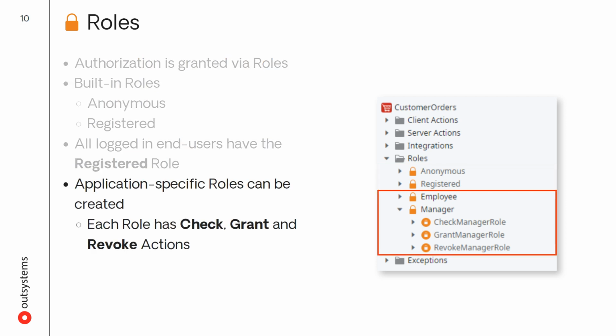Apart from these two roles, you can create as many application-specific roles as you want to, and use them as well to handle authorization in your applications. Each role has three built-in server actions you can use: CheckRole, GrantRole, and RevokeRole. Like the names of these actions indicate, they allow you to check whether a certain user has their respective role, for instance the Manager role, and also to grant a user a role, or revoke it.